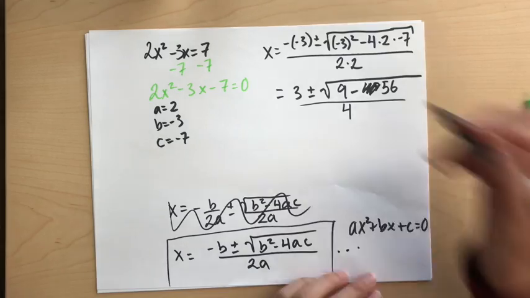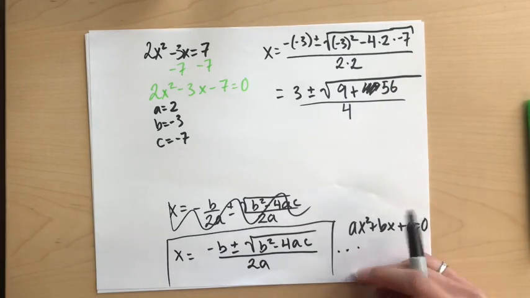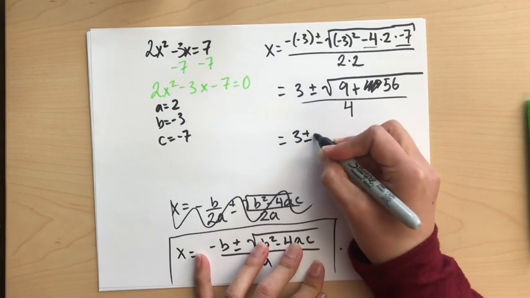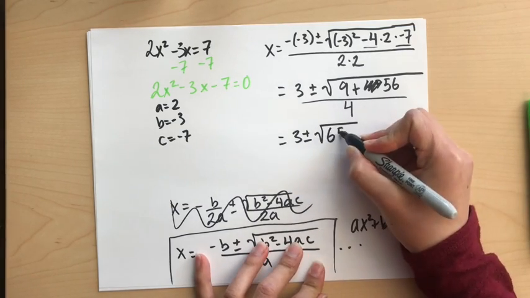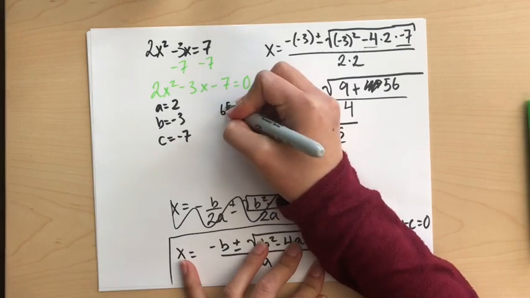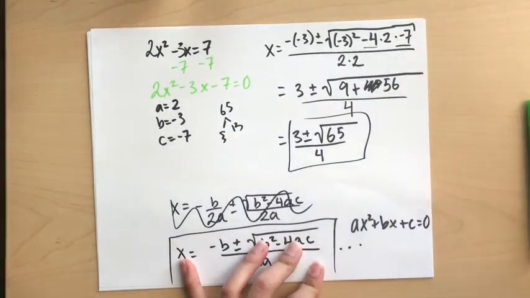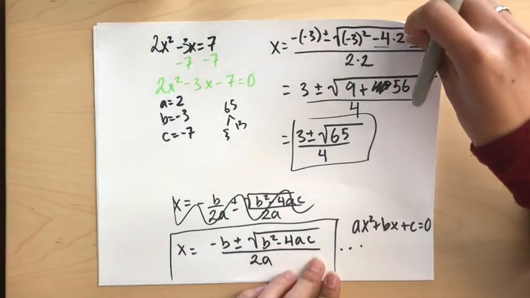So we're going to have 3 plus or minus the square root of 9 plus 56, and that's all going to be over 4. Okay, so just watch those negatives, yeah? 9 plus 56 is 65, and that's going to be over 4. 65 factors into 5 and 13, so we can't reduce that at all, and this is my final answer.